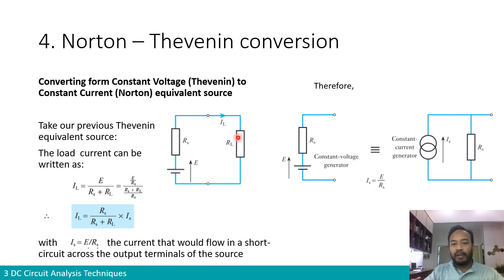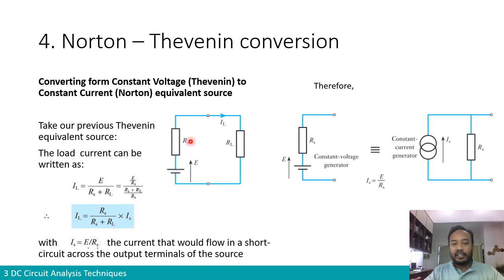So if we don't have RL, if we short circuit it over here, a short circuit current circulates, and that short circuit current is E divided by RS. So we can write our IL in function of that IS by dividing on top and at the bottom by RS. We found E over RS here is IS. So IL is RS divided by RS plus RL, multiplied by IS.